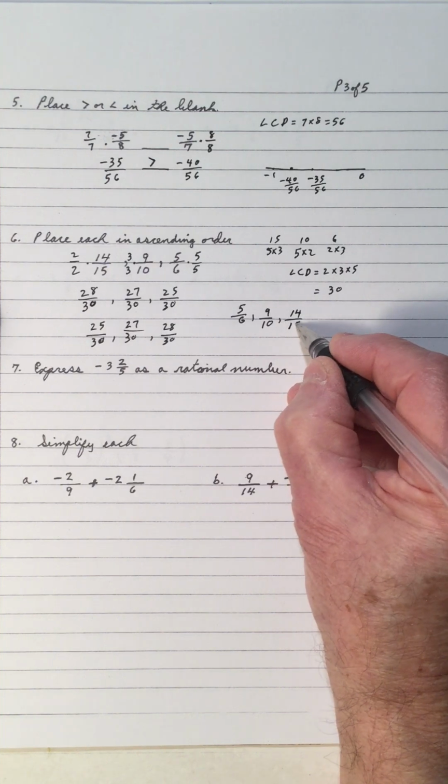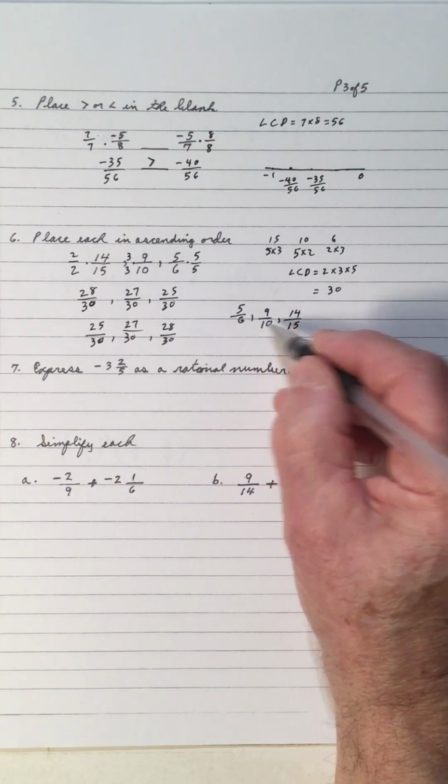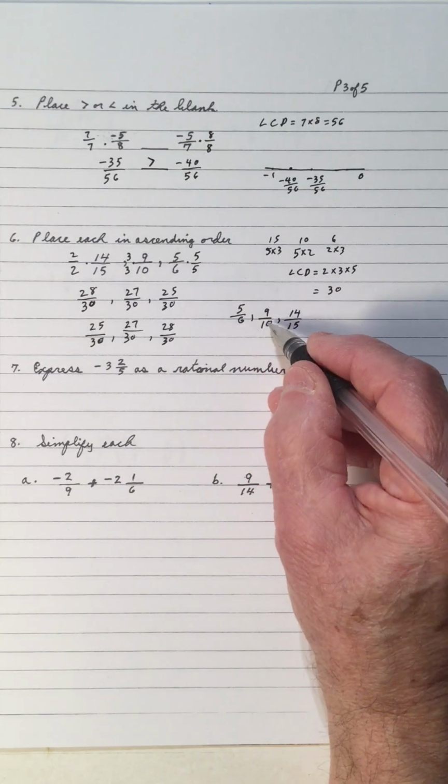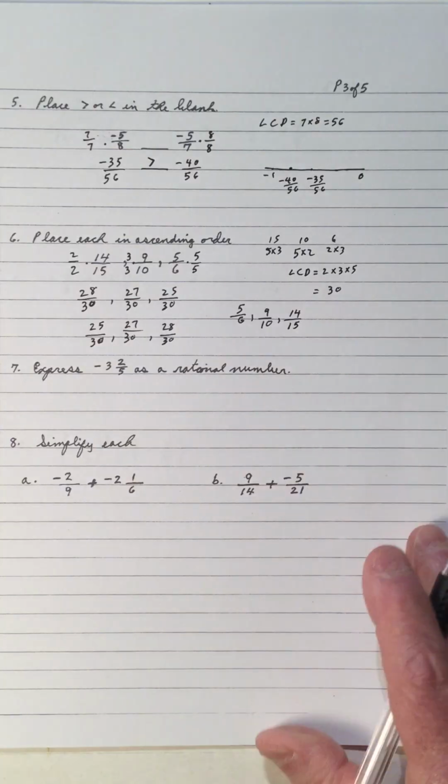So that's the ascending order. If we took a calculator and changed those to decimals, that would be another way to do it. You find that this is the smallest, this is next, and this is the largest.